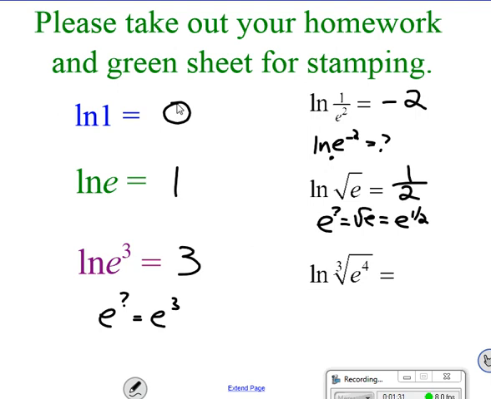And then down here in the corner, this notation right there is the cube root of e to the 4th, which is the same as e to the 4/3. So e to what power would get me e to the 4/3? And the answer would be 4/3.